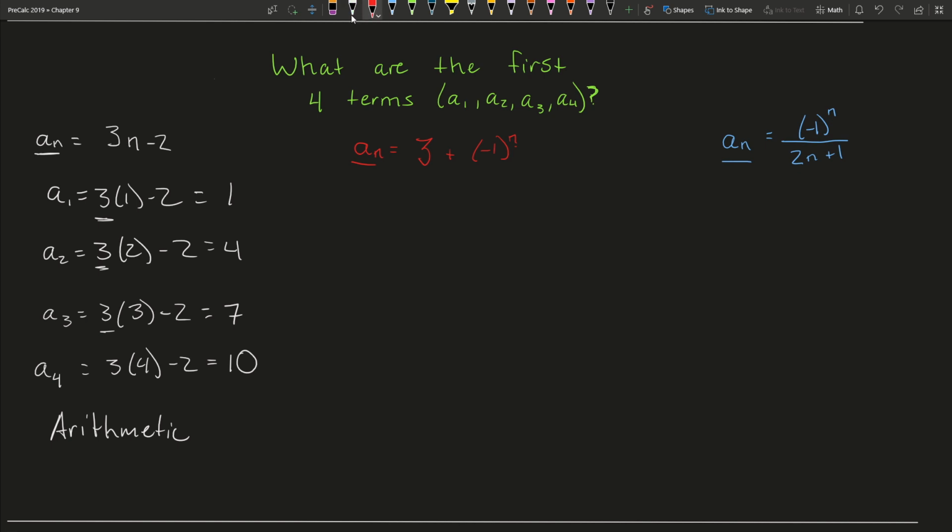They're not always that simple though. Sometimes they're a little bit more complicated, with different functions and operations. So in red, for example, we have 3 plus -1 to the power of the term. Again, for a1, this is just substitution.